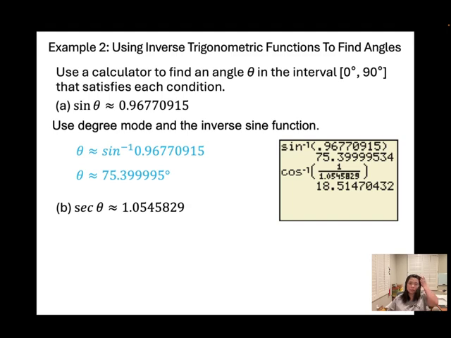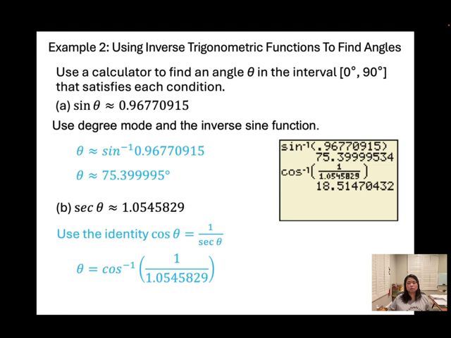Okay, B, secant. Again, you're going to use 1 over cosine. So you will have cosine inverse of 1 over this value. You should get 18.514704 degrees.